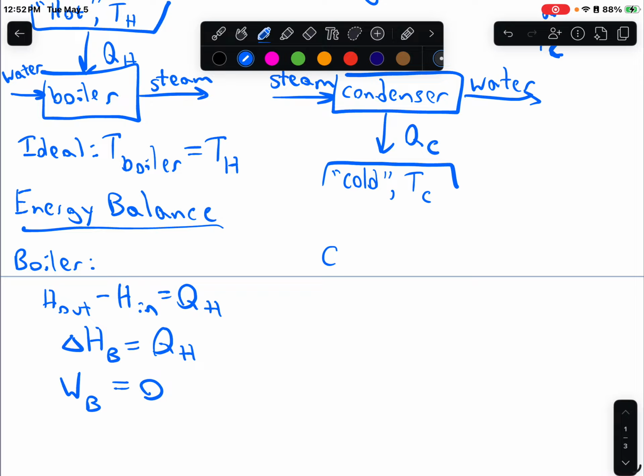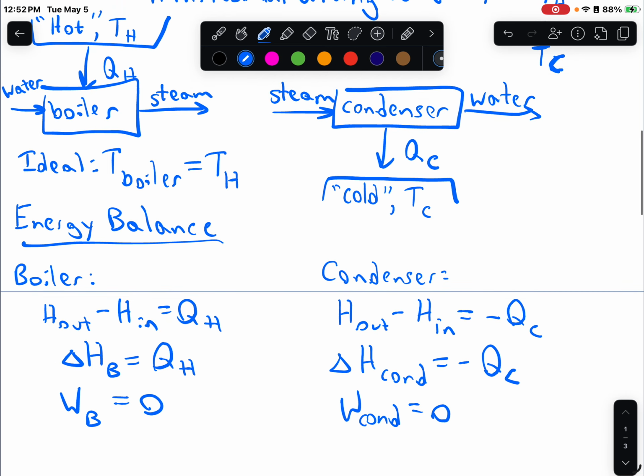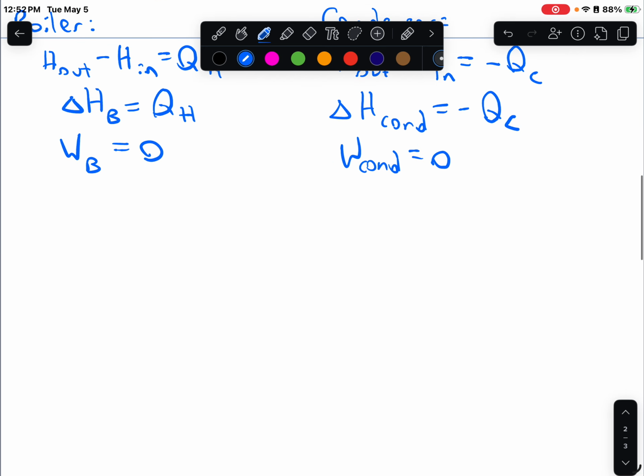The condenser energy balance looks very similar. H out minus H in equals negative QC. In other words, there's a loss of energy due to heat removal. Delta H would equal negative QC. The W of the condenser would be 0. Again, that is easier to do, or at least easier to approximate in the real world if you have a two-phase system at a constant pressure. Let's look at entropy balances.